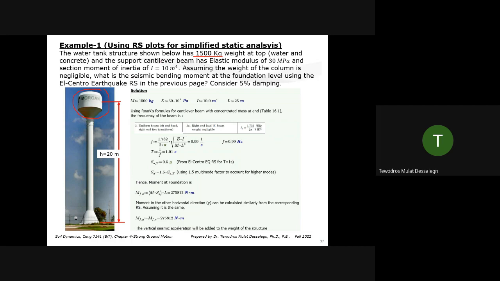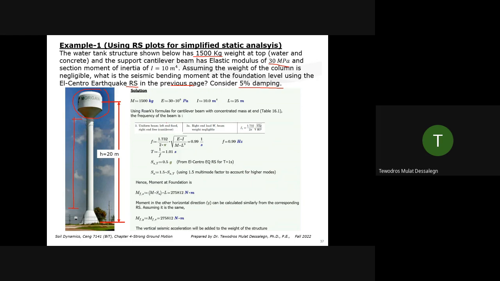And the support cantilever beam has an elastic modulus of 30 megapascal and a moment of inertia I of 10 meter raised to 4. Assuming the weight of the column is negligible, what is the seismic bending moment at the foundation level using the El Centro earthquake response spectrum in the previous page? Consider 5% damping.